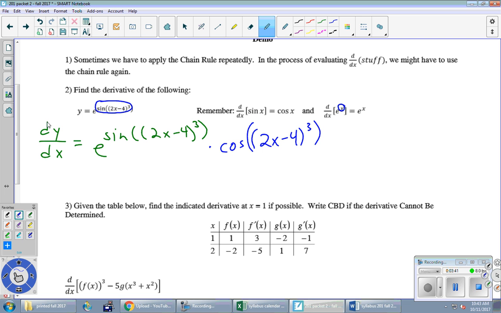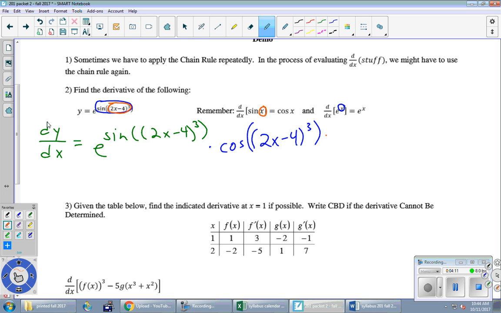Right? Sine of the stuff becomes cosine of the stuff. That's our derivative rule. And again, if there were no chain rule, we'd be done. But we need to multiply by the derivative of whatever is taking the role of x. And so in my circled blue thing, what is taking the role of x? It's 2x minus 4 cubed. All of that needs to have its derivative multiplied out here.